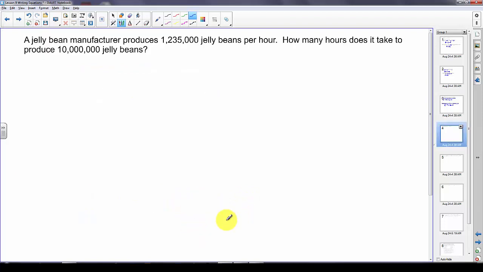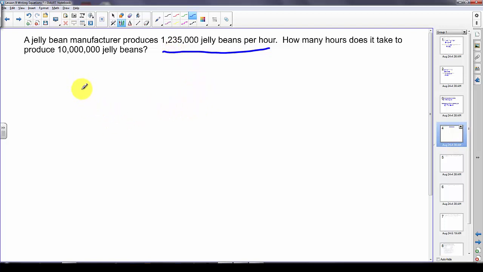So now a little more word problem oriented type thing. We know a jelly bean manufacturer produces 1,235,000 jelly beans per hour, and we want to know how many hours it takes to produce 10 million jelly beans. Well, in this case, we have our rate right here. So every hour I can either add 1,235,000 jelly beans to get my total jelly bean production, or I can say after 1 hour I have this many. After 2 hours I can multiply this number by 2. 3 hours multiply this number by 3. 4 hours multiply that number by 4, and so on, for as many hours as I produce.